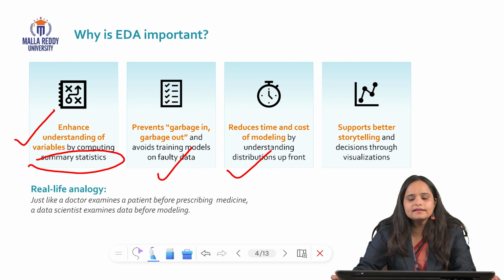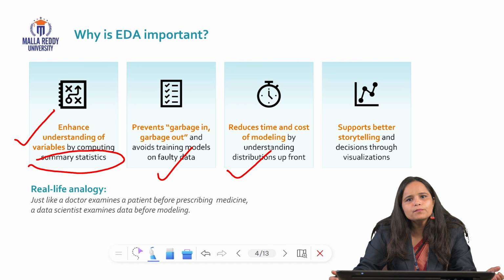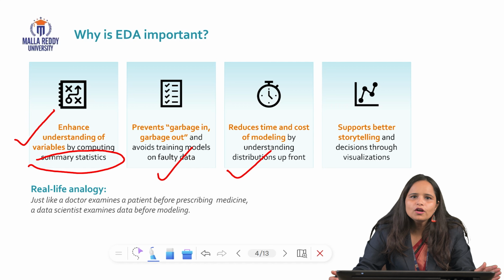Next, EDA helps us reduce the time and cost of modeling by understanding the distribution upfront. Now imagine you have spent 50 lakh rupees in preparing one machine learning model, and after deploying that model you are getting terrible predictions. So all your time, money and efforts are wasted here.